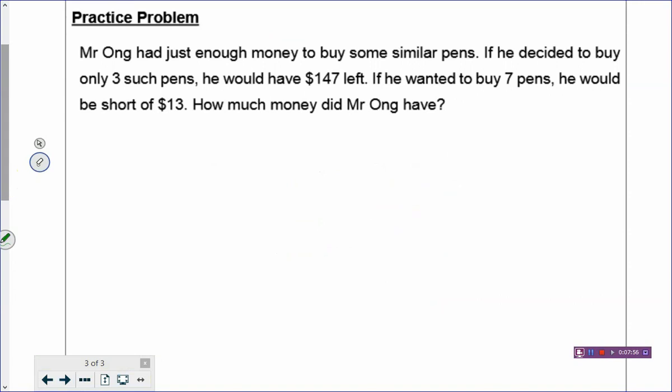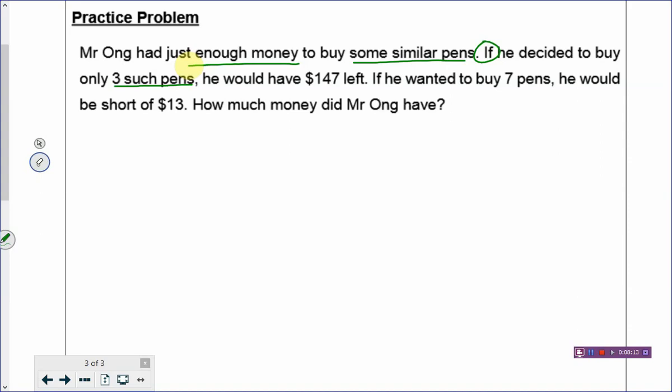Alright, have you solved it? Now, Mr. Ong has just enough money to buy some pens. If he decided to buy only 3 pens. Now, take note of the if. If means, did he buy? Has he bought? No, he didn't. Just if only. If means he did not really do it, right?